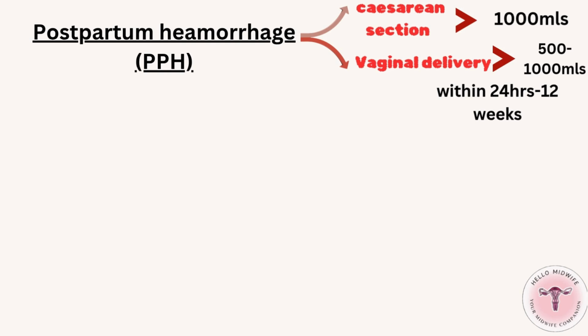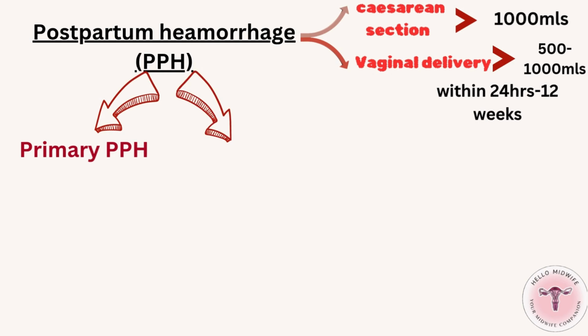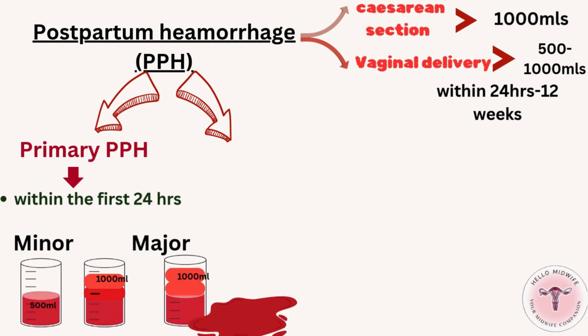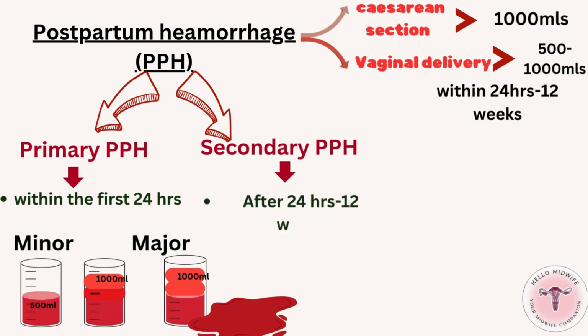Okay, PPH is divided into two main types. We have the primary PPH, which is a blood loss of 500 ml or more within the first 24 hours of the birth. And this can be classified as minor, a blood loss between 500 to 1,000 ml, or major, a blood loss exceeding 1,000 ml. Or we can say secondary, which is defined as a heavy or abnormal vaginal bleeding that occurs between 24 hours and 12 weeks after birth.